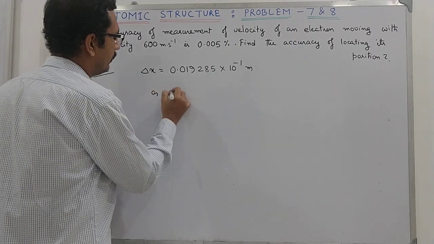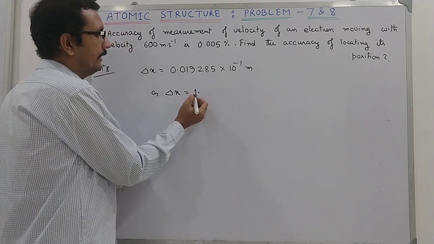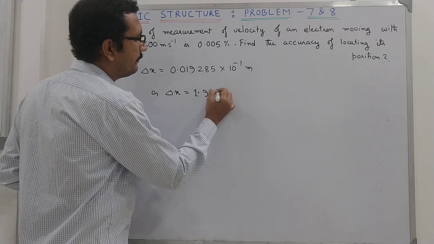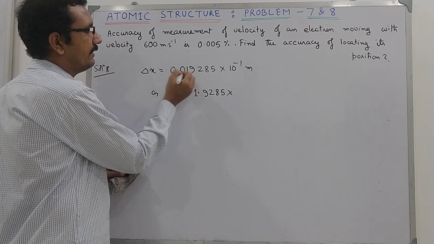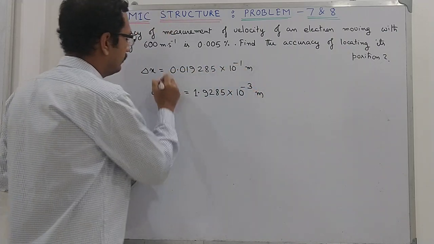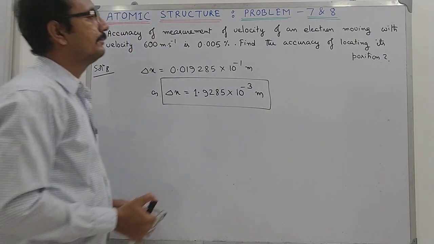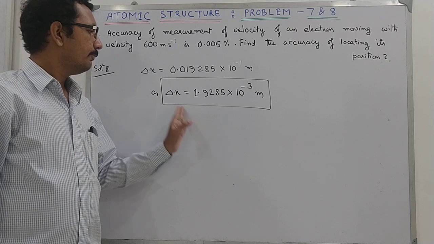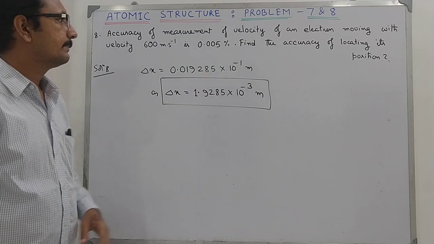So our del x equals, we must represent the point after one digit, so it will be 1.9285 into, here we take this point over here, so here it will give us 10 to the power minus 2, and 10 to the power minus 2 and 10 to the power minus 1 will be 10 to the power minus 3 meter. So this is the answer, and the accuracy of locating the position of the electron, that is the uncertainty in position, will be 1.9285 into 10 to the minus 3 meter.